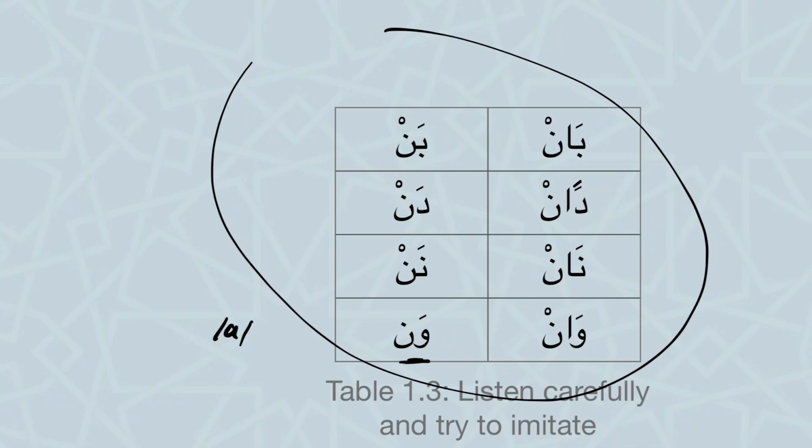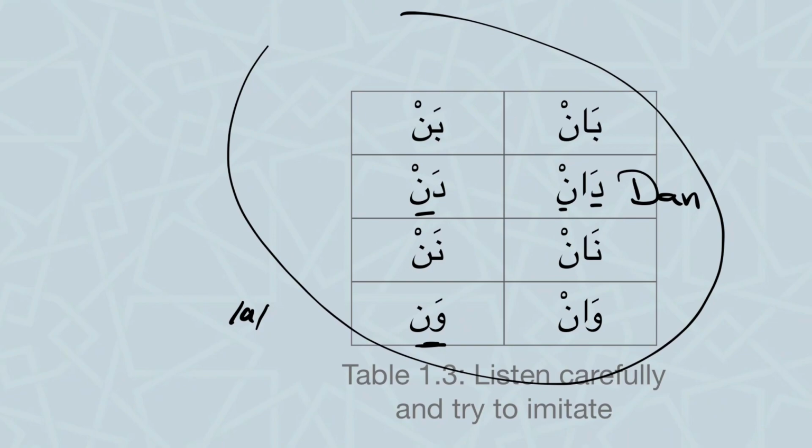Let's try this one. This consonant is the d, and this one is na. So how would you pronounce it? It's like the name in English. Dan. Yes, Dan. This one is done. Exactly.